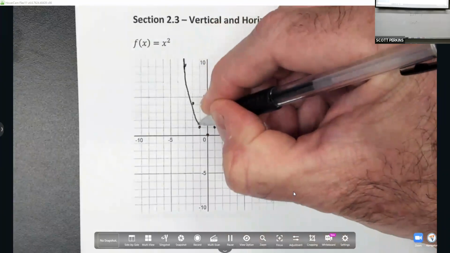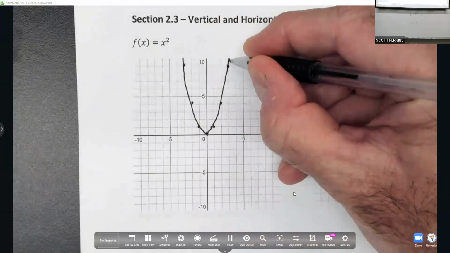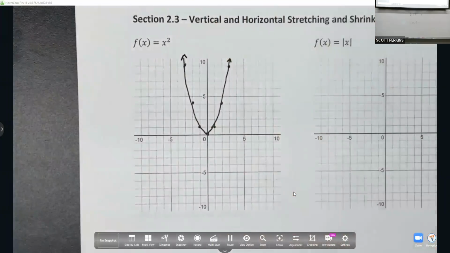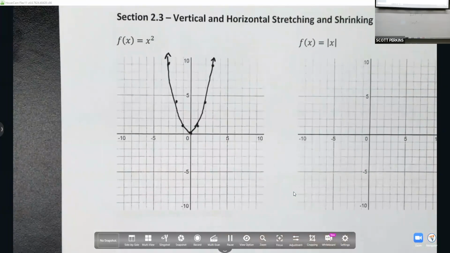Remember, these sides are not straight lines. This is a curve. It's called a parabola. Satellite dishes are in the shape of a parabola. Water fountains, when the water comes out, it's a parabola. So that's all good stuff.